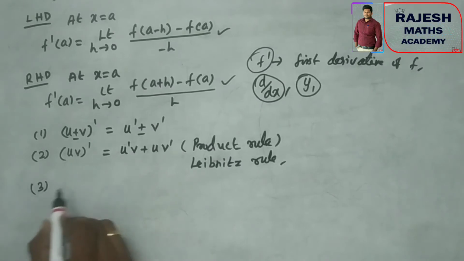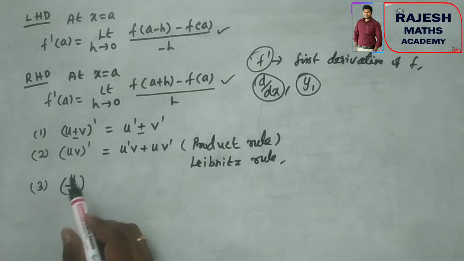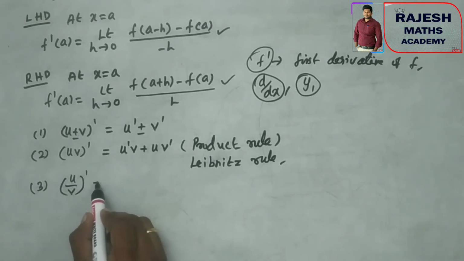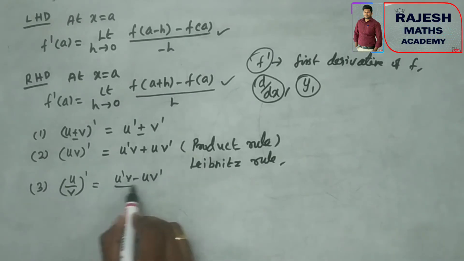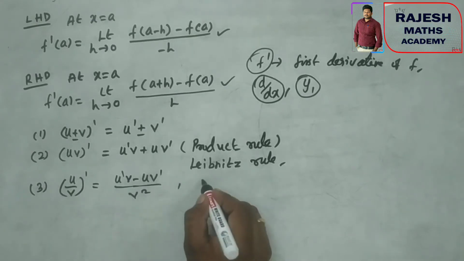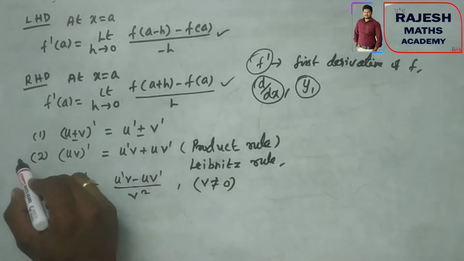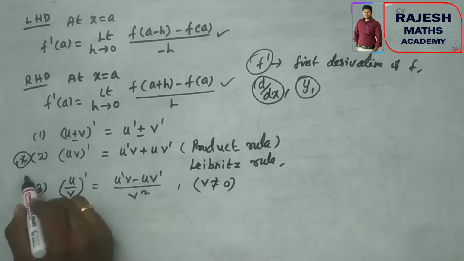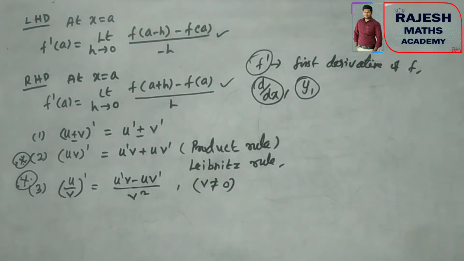And finally one more rule is there. When two functions are in division, that is the numerator is one function and the denominator is another function, the derivative is equal to u dash v minus u v dash divided by v square. Here v, the denominator function, should not be equal to 0. Clear? These are the three important rules. Among these three, the second and third are very important. Clear? Next we will see the chain rule. After that we will move to the exercise problems.